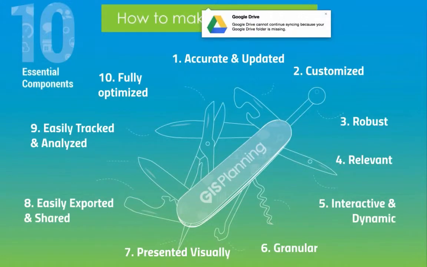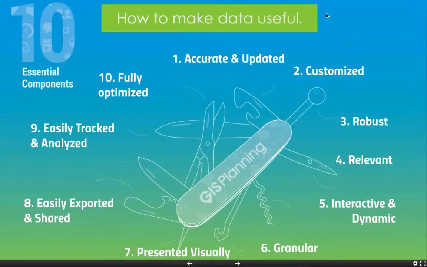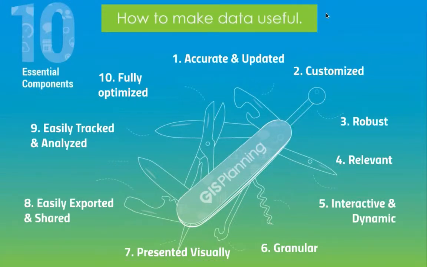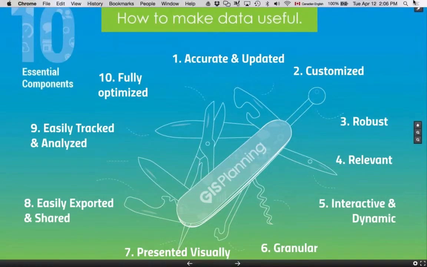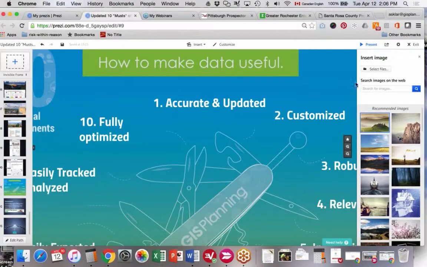So this brings us to the end of our presentation today. These are kind of the variety of things we looked at: the idea that data should be accurate, customized, robust, relevant, interactive, granular, that it should be presented visually, and that it should be easily exported and shared. We want to make sure that it's easily tracked and analyzed, and that it is fully optimized so that you get that information all in one place. And as we said before, we also want to make sure that it's easy to find.